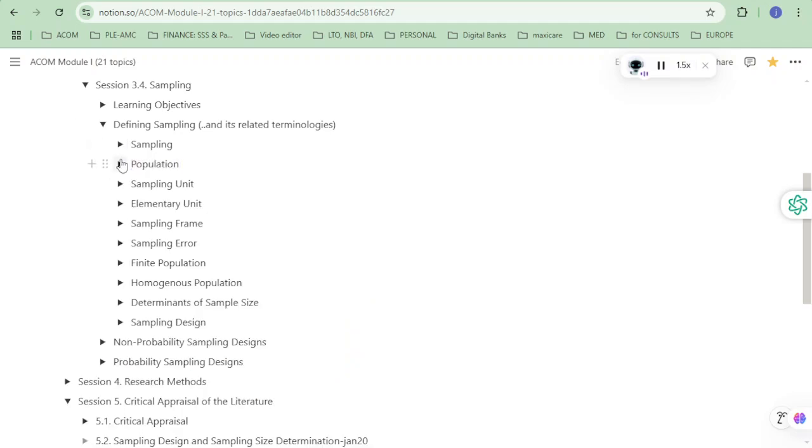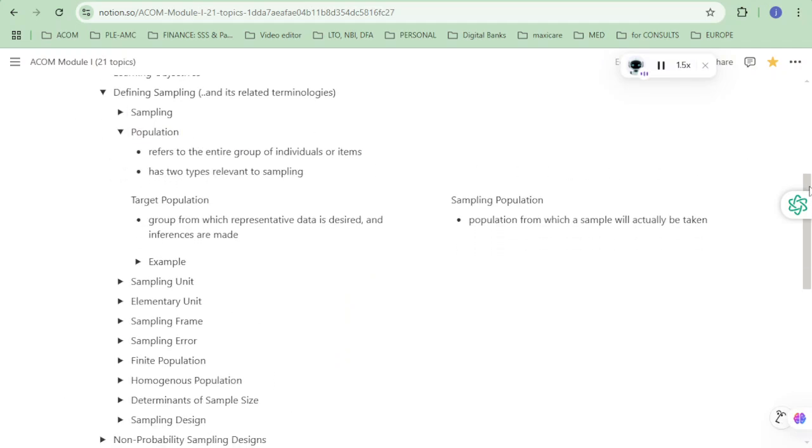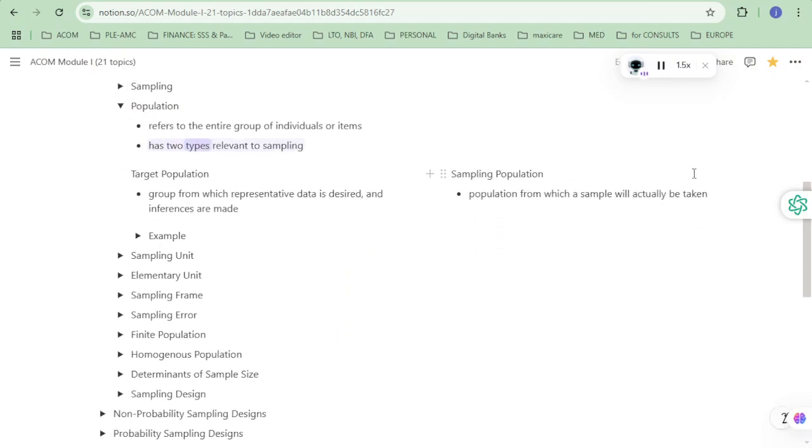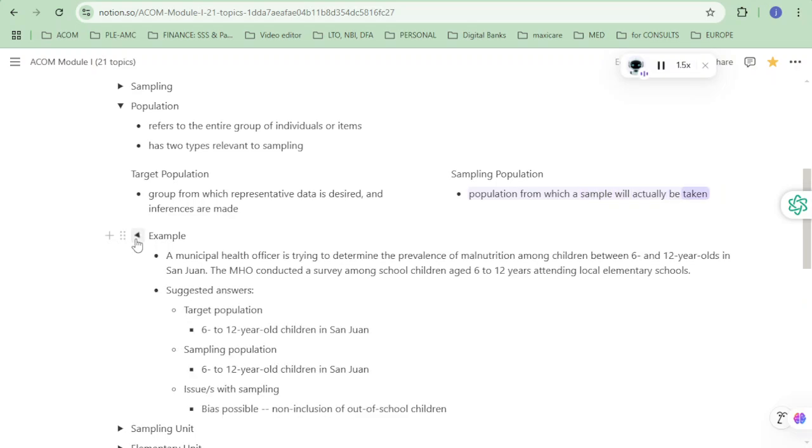Population refers to the entire group of individuals or items. It has two types relevant to sampling. Target population: the group from which representative data is desired, and inferences are made. Sampling population: the population from which a sample will actually be taken.